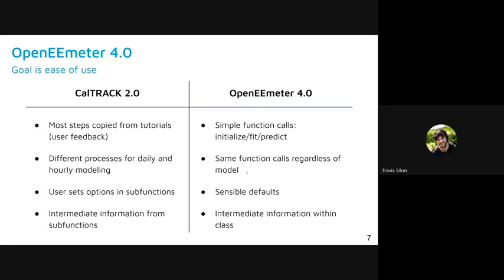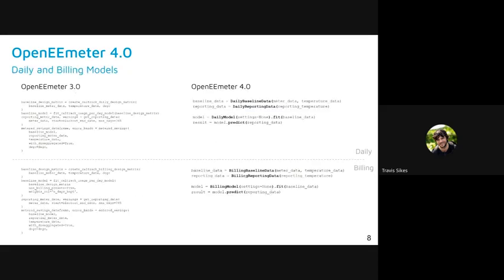All right. So now I'm going to talk a little bit about some of the details of what I mean by these things and what it means in practice, because we have put some work into making these things reality, not just an idea. So this is an example of the daily and billing models. And I'm not going to go through all of the code here on the left, which is the OpenEEmeter 3.0. But basically, you have to set up your design matrix, call some more functions where you have to set the blackout dates and whatnot, and then you end up getting metered savings.